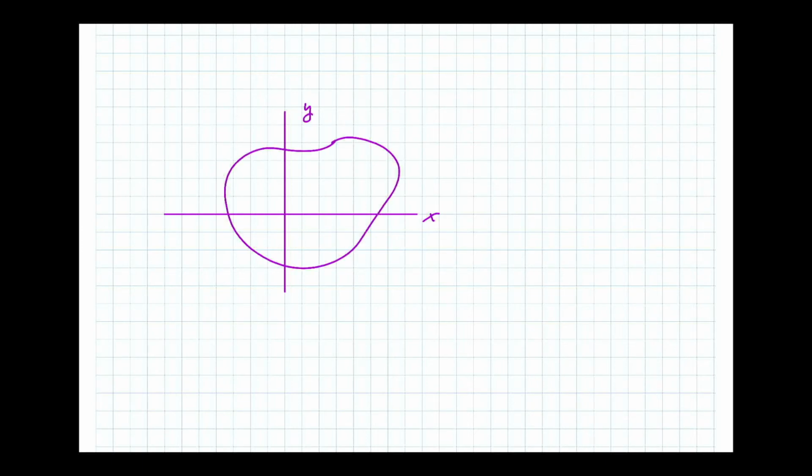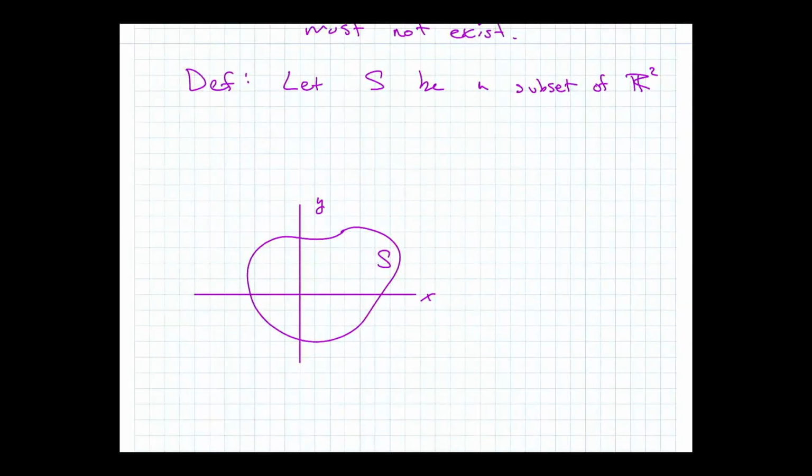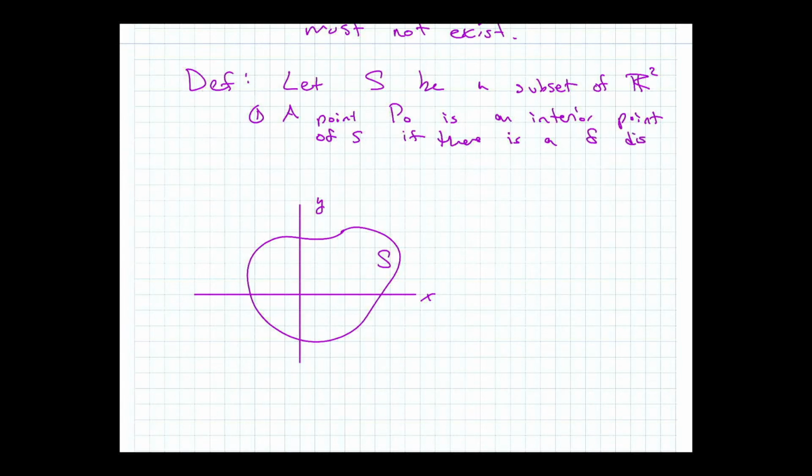There it is, S. Okay, now what we're going to do with this is we are going to say a point P0 is an interior point of S if there is a delta disk centered at P0 completely inside of S.